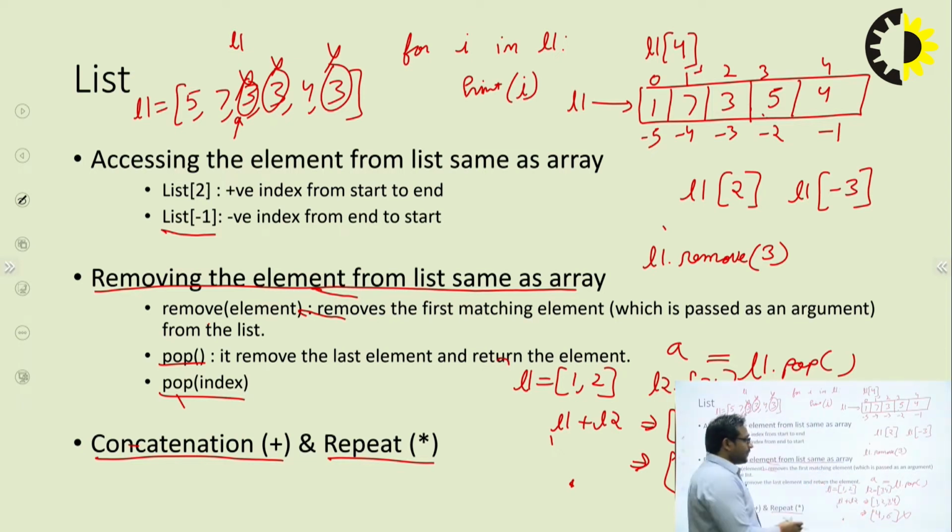Whenever you execute this expression, it gives the result only, but it is not stored in any variable. That means if you then print L1 and L2, they print the same values: L1 prints 1, 2 and L2 prints 3, 4, right? But if you store it into L1, then the L1 value is updated. L1 now holds L1 plus L2; the concatenated value is stored into L1. Understand? Next is repetition.